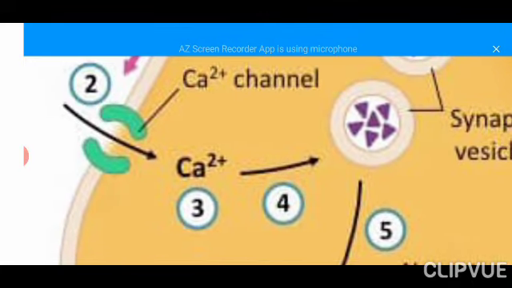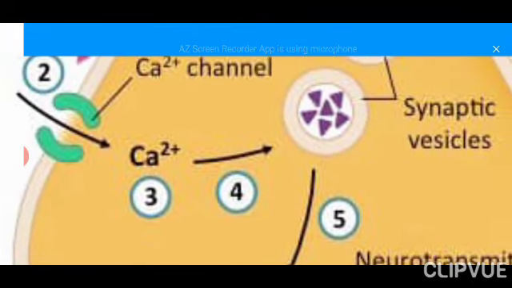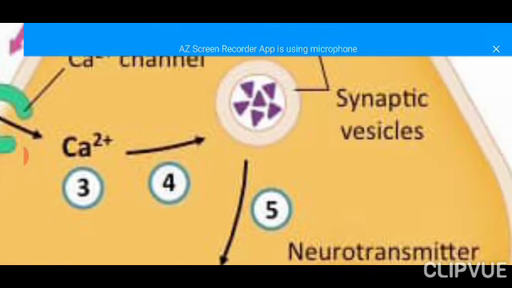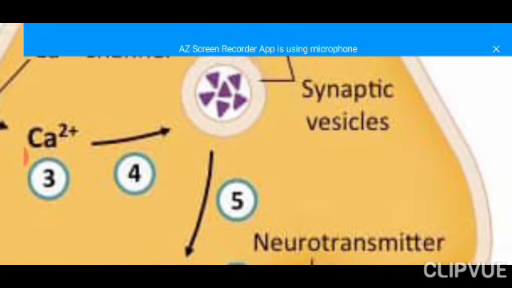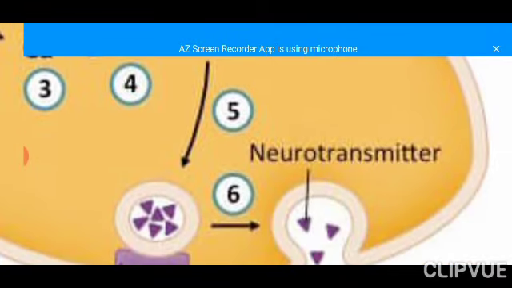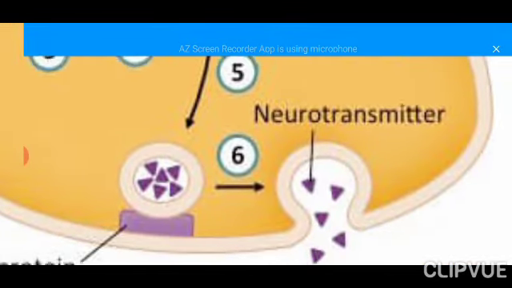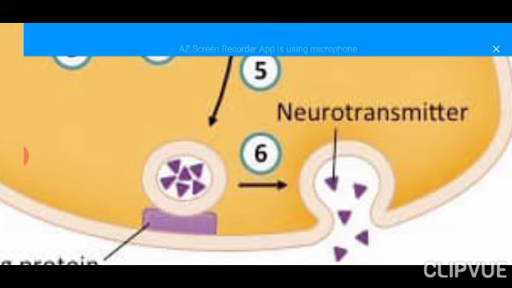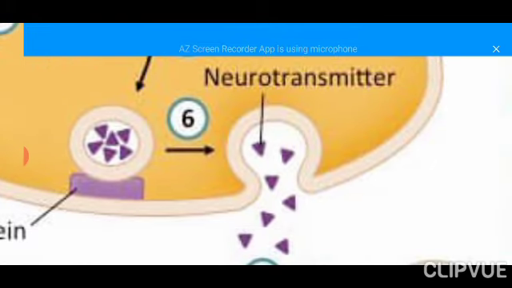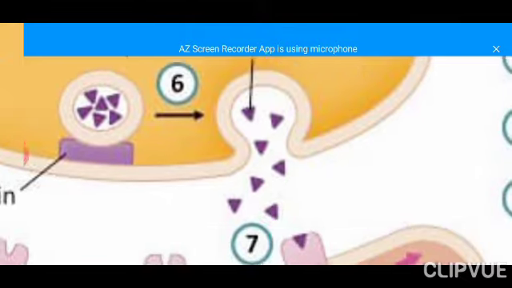That's step 2. Then the calcium will flow. Opening of the calcium channel will bring about calcium influx into the presynaptic membrane. Influx of calcium will be followed by synaptic vesicle chemical interaction. The chemical interaction between the calcium and the synaptic vesicle will lead to movement of the synaptic vesicle towards the end of the presynaptic membrane, which will now result in release of the neurotransmitter into the synaptic cleft.